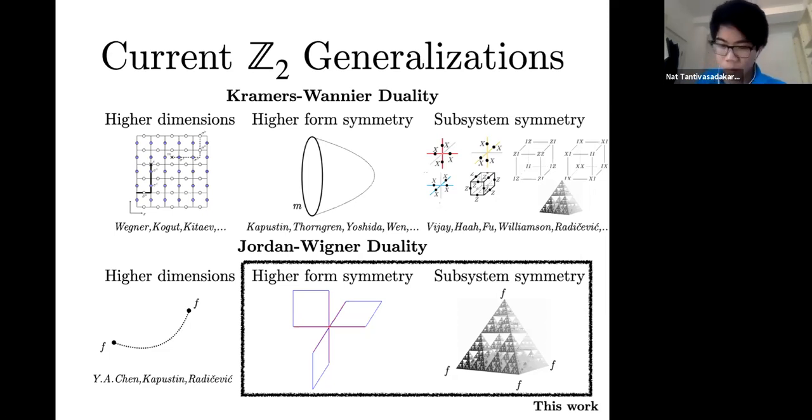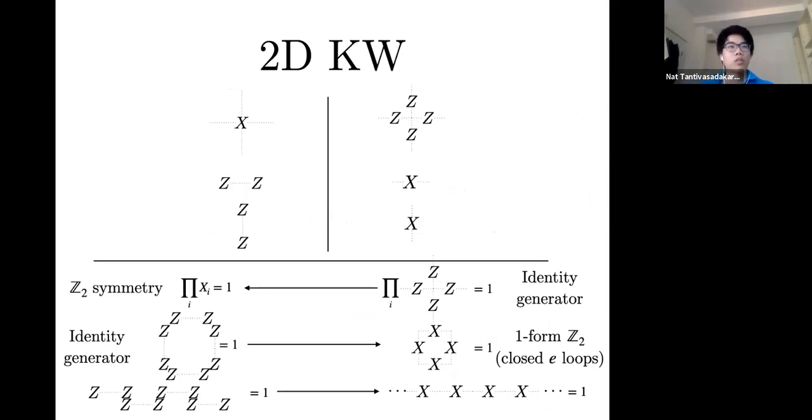So to give you a procedure of how this works, let me review how the Kramers-Wannier duality and the Jordan-Wigner duality work in 2 dimensions, and then I'll tell you how to generalize them. Starting with the 2D Kramers-Wannier duality, on the left-hand side I have a transverse field Ising model. These are my Ising terms on a square lattice. There are 2 types, and then I have a transverse field, Pauli X, sitting on each vertex.